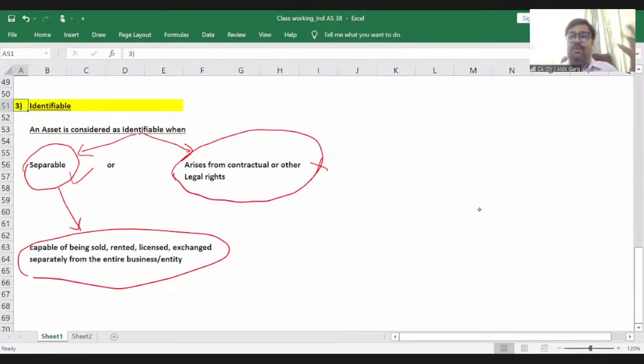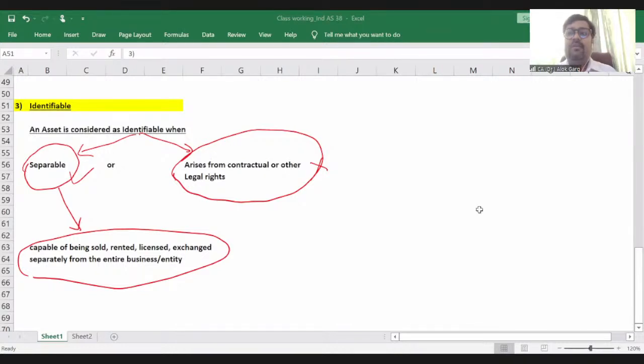Without selling the entire business, without selling the entire entity, XYZ Private Limited, I cannot sell this market share separately. This market share cannot be sold, rented, licensed, or exchanged separately from the entire business. This market share goes when the entire business is sold out, the entire entity is sold out. So this market share will go with that entity, right? But if I want to sell only the market share, I cannot sell it, right? Is it clear?